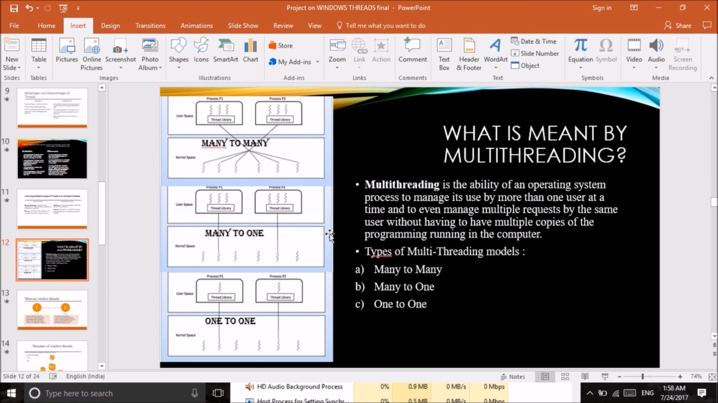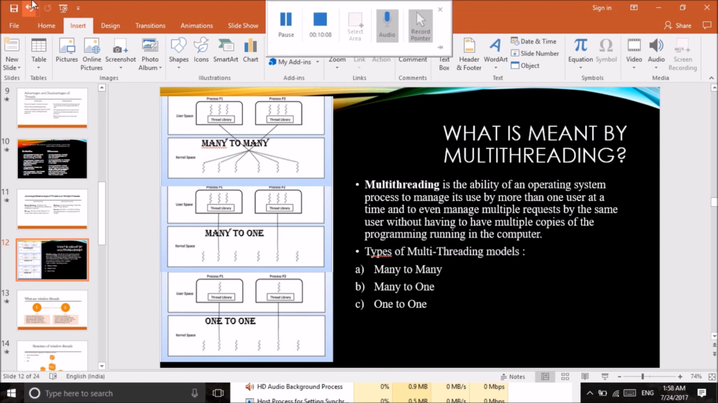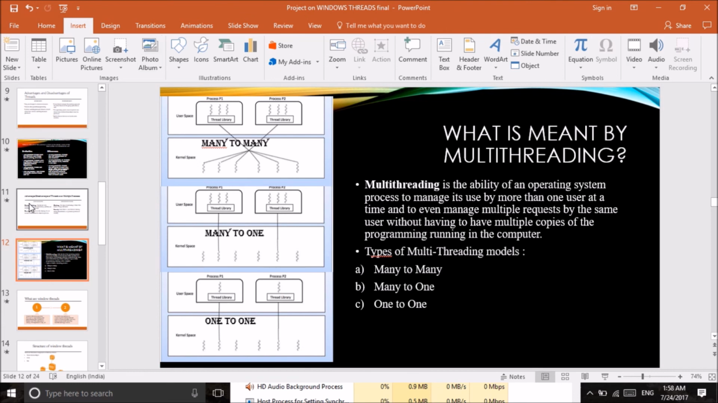In many-to-many, we have 6 processes which are connected to 6 threads, and the developers can create as many threads as possible to run in parallel on a multiprocessor machine. This provides the best accuracy when the system is blocked.